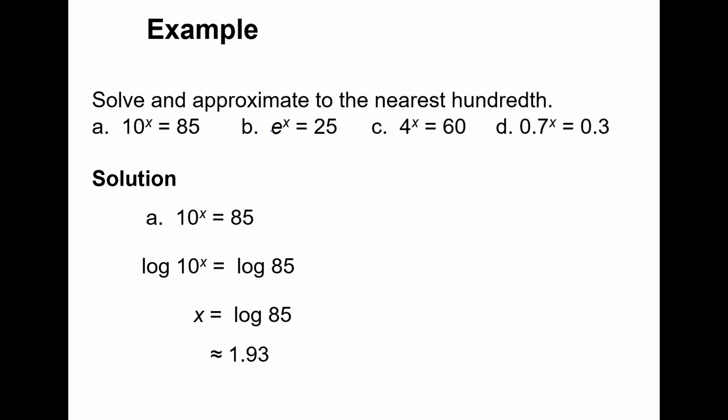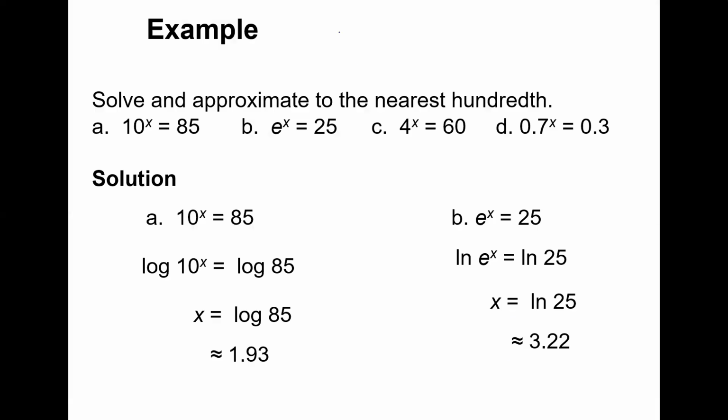Now the next one, we're going to do the same thing, except instead of log, because that's e, we're going to take the ln of both sides. And when we do that, we bring that x down. We have x times ln e, which is 1, is equal to ln of 25. So x is ln of 25, or 3.22.